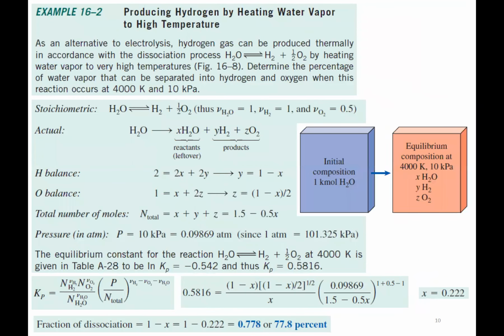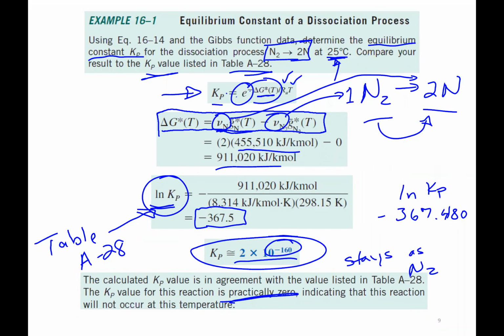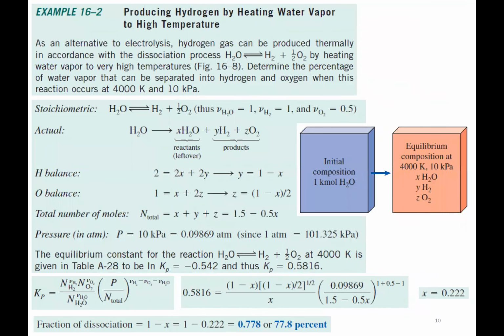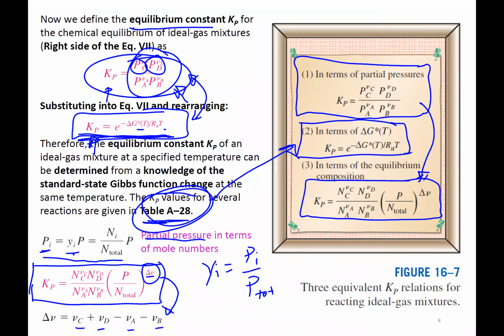All right, so another example. This was just showing you how they get the values in the table, in table A28. This example is more about how to use those values that are already in the table. So we're going to use the other side of our equation. We used this one in the first example, and we're going to use this one in this example.